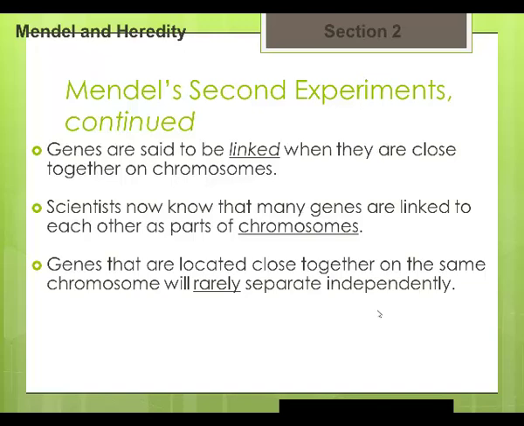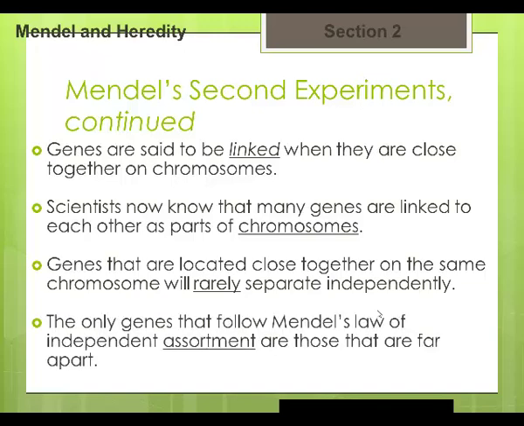Genes that are located close together on the same chromosome will rarely separate independently. When separation occurs, they usually go together because they're so close to one another. The genes that follow Mendel's law of independent assortment are those genes that are either on separate chromosomes or are far apart from one another.